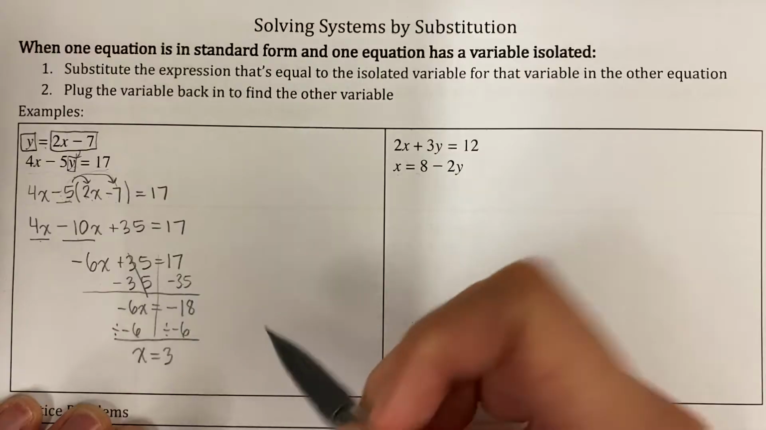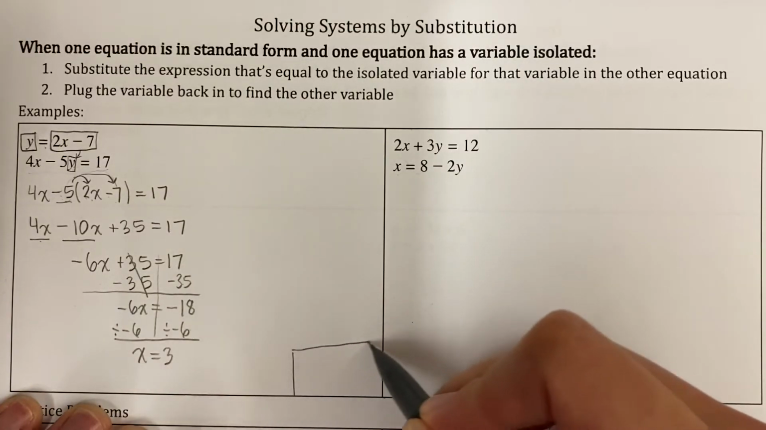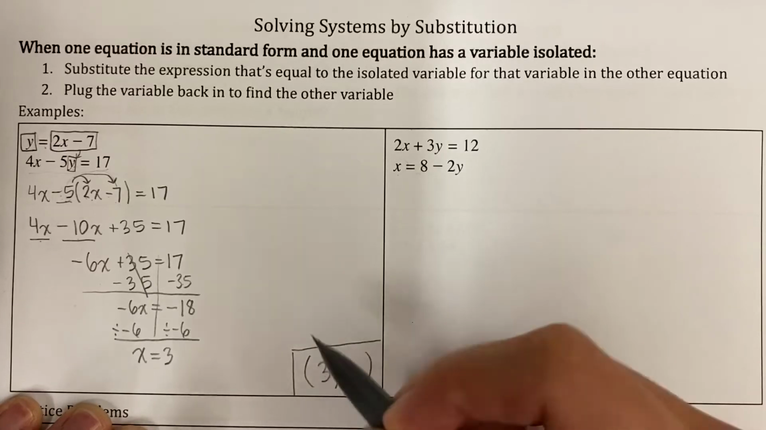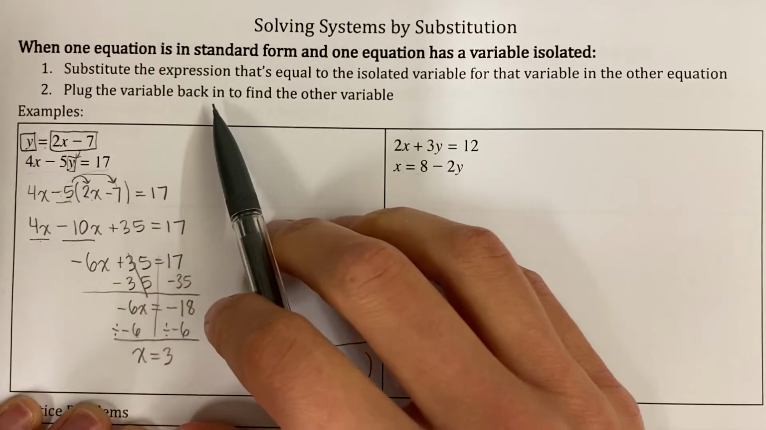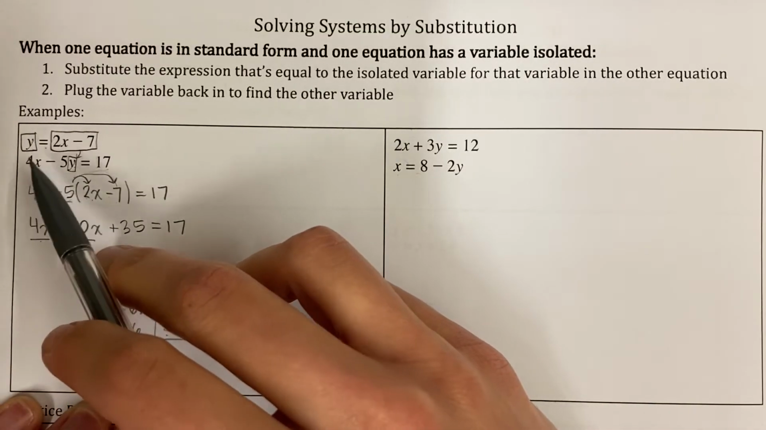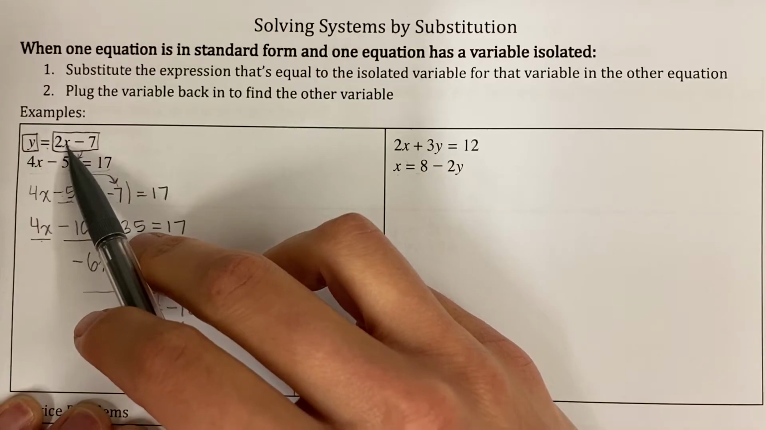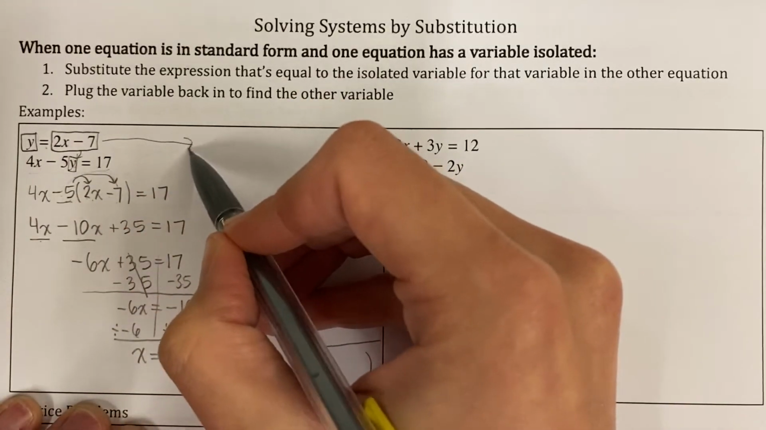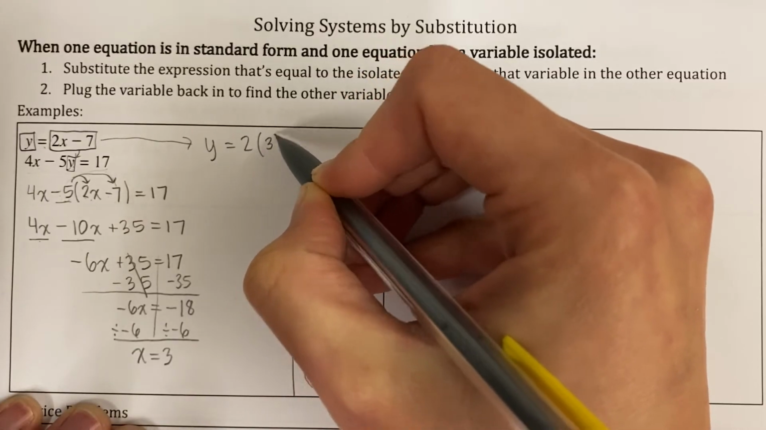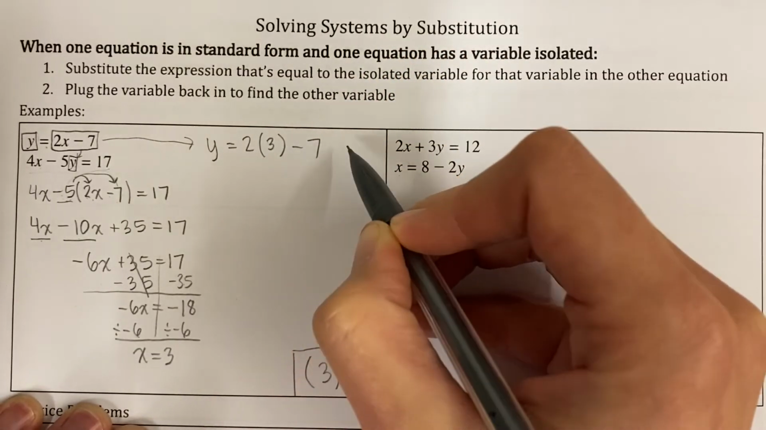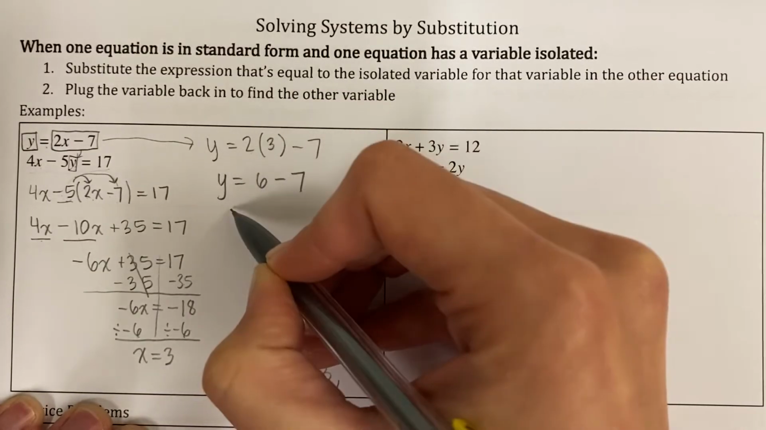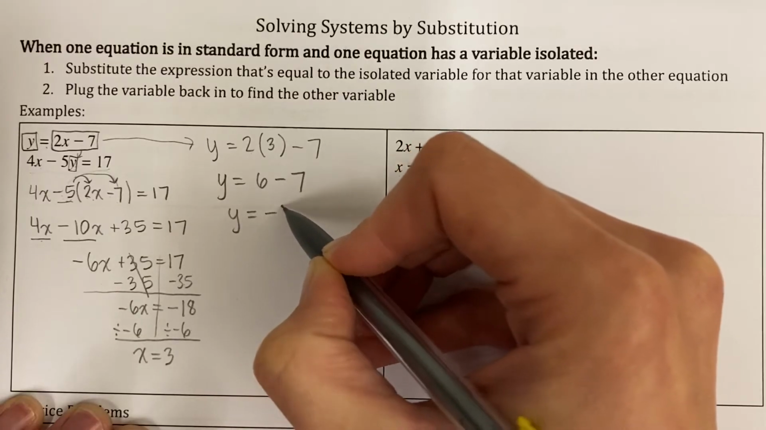I have my x value, but now remember, when I have a solution to a system, it's not just an x value, it's a point, right? So I have an x value, it's 3, but what do I need to do? I need to plug the variable back in to find the other variable. Now, you can plug this x equals 3 in right here for this x and use this equation, or you can plug it in right here. I will tell you, this one is going to be way easier because the y is already by itself. So I'm just going to do 2 times 3 minus 7, right? So it's just less work. 2 times 3 is 6 minus 7. 6 minus 7 is negative 1.